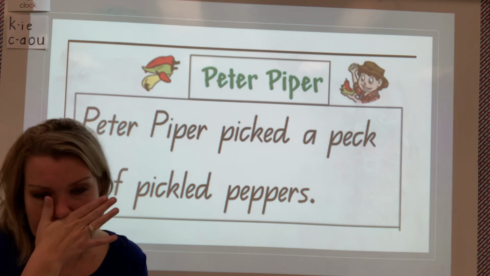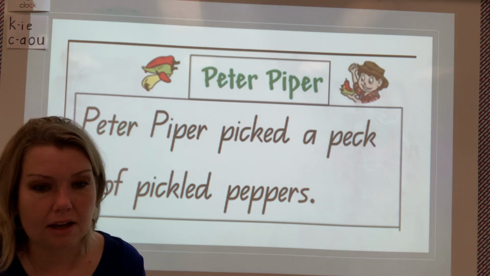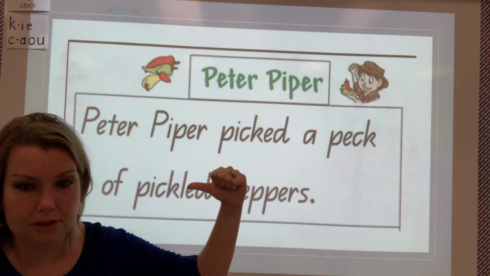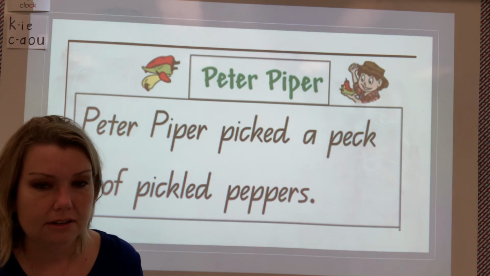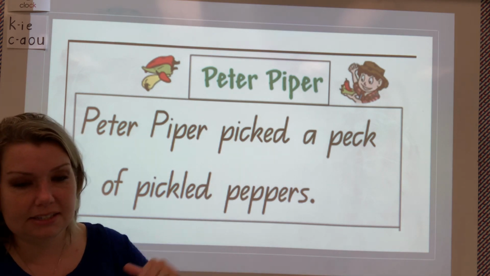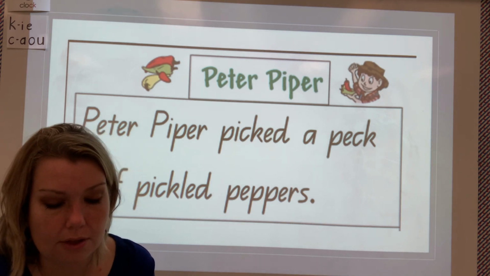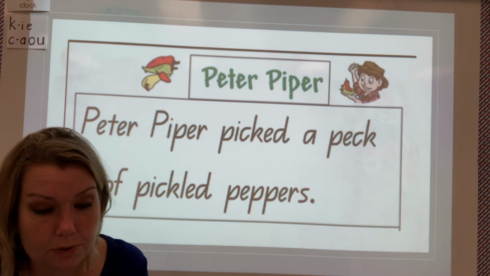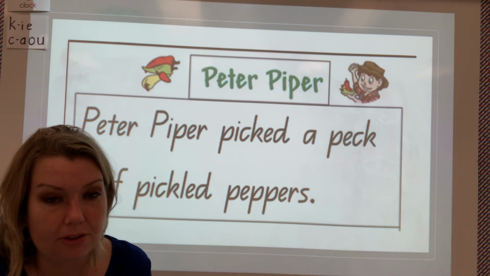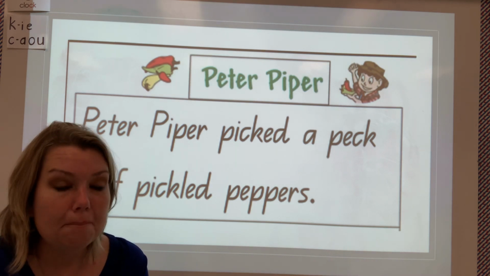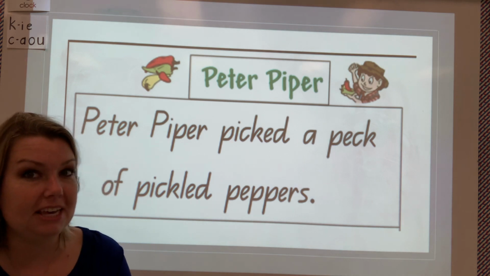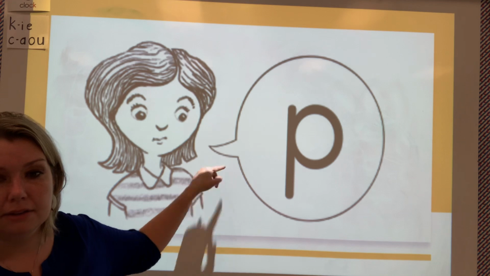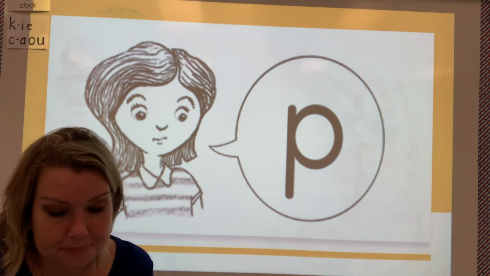All right. Is our sound today a vowel or a consonant? If it's a vowel, give me a thumbs up. If it's a consonant, put your thumb to the side. It's a consonant. It's not a vowel. Okay, we're going to play that riddle game. I'm going to give you a riddle, and you're going to tell me the answer. But the answer is going to begin with the p sound, okay?